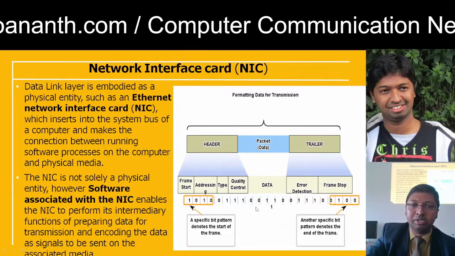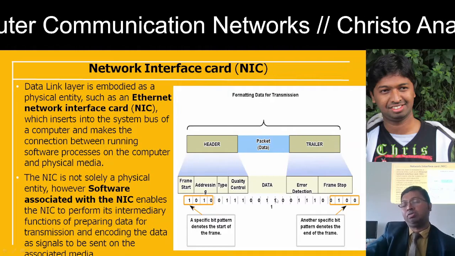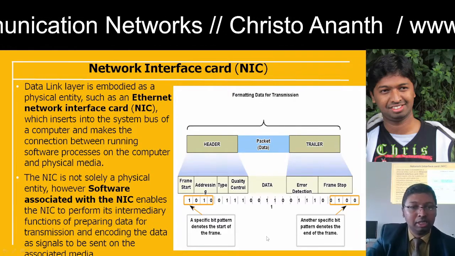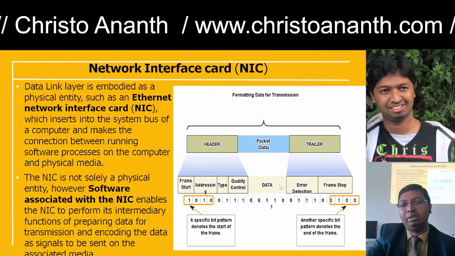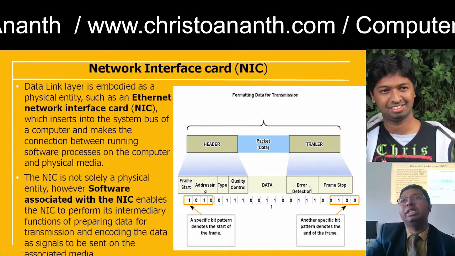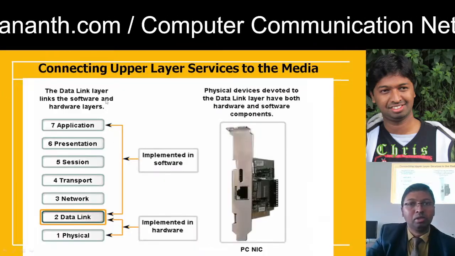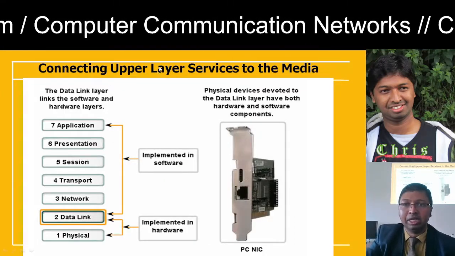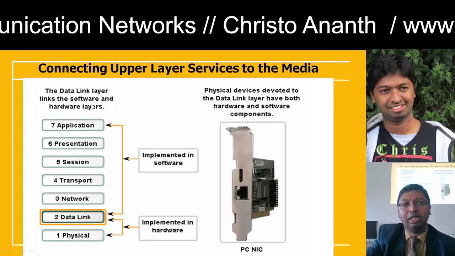The network interface card is not all alone, but there are some software processes associated with the network interface card. There we will be performing some intermediary actions for the safe transfer of the data. So this is connecting the upper layer services to the media. The data link layer is going to link the software and the hardware layers.